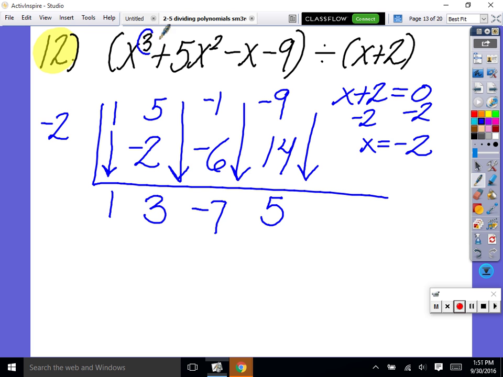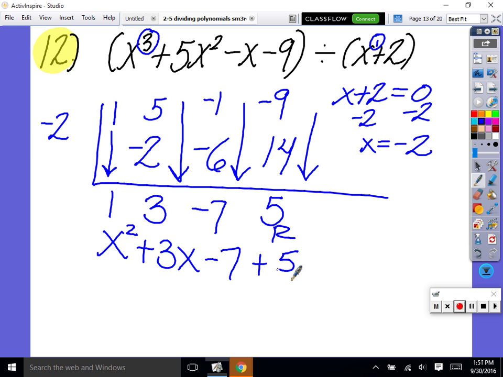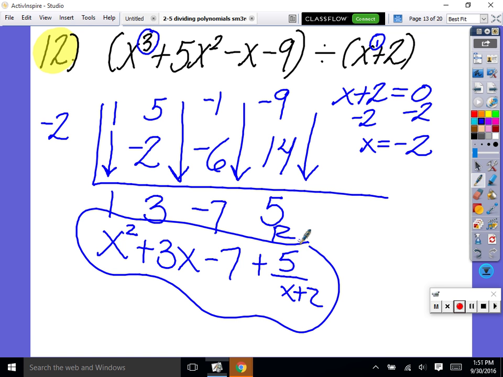Now we have to ask ourselves, what are we looking at here? We went from degree 3, we divided by degree 1, so that's degree 2. So this is going to become quadratic. 1x squared plus 3x minus 7, and then our remainder was 5. So we would say, and it's positive 5, so plus 5 over x plus 2. That was way quicker than long division.